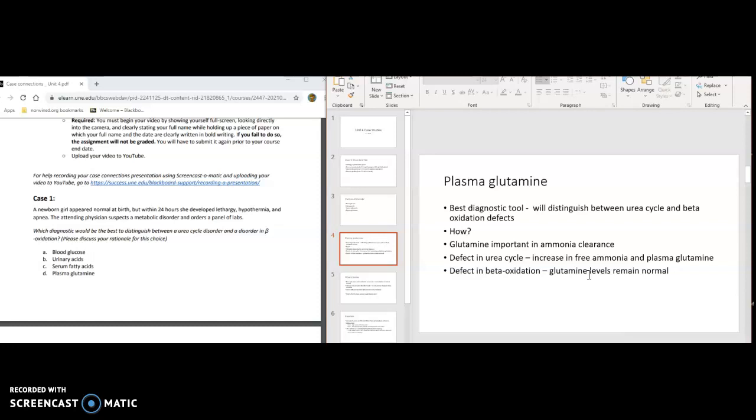within one test itself. Glutamine is important for the clearance of free ammonia. Ammonia is very toxic, and glutamine is a great antioxidant. If there was a defect in the urea cycle, we would see an increase in free ammonia and plasma glutamine. If there's a defect in beta oxidation, the glutamine levels would remain normal.